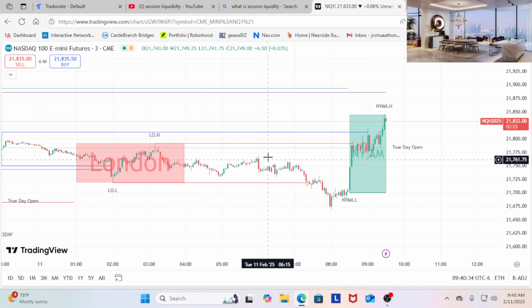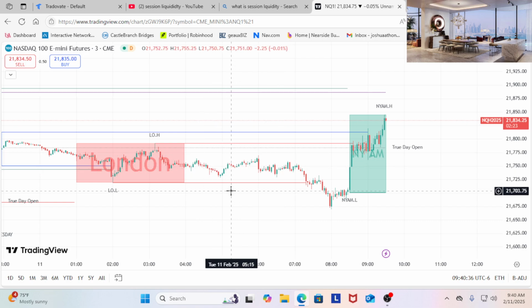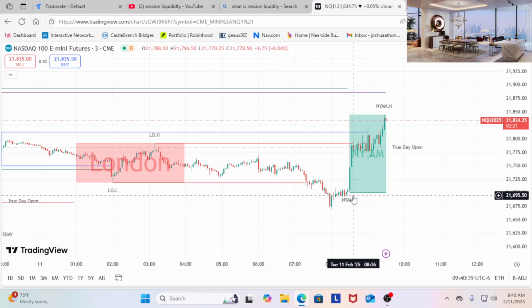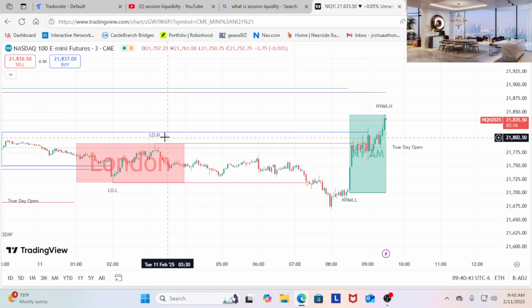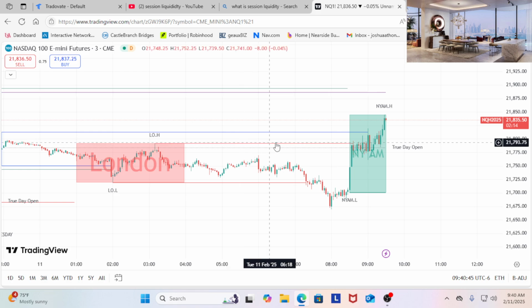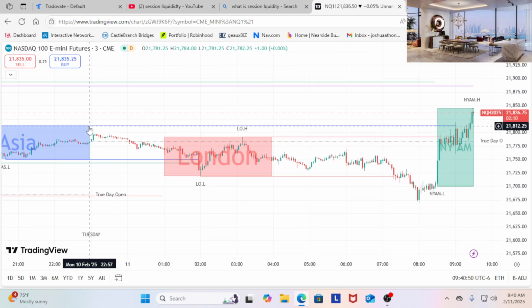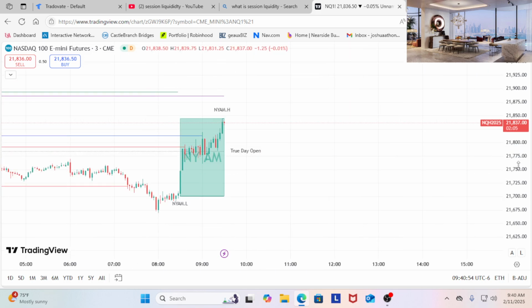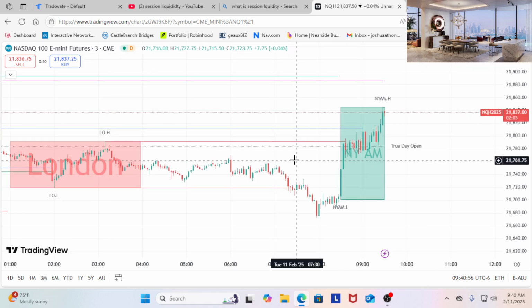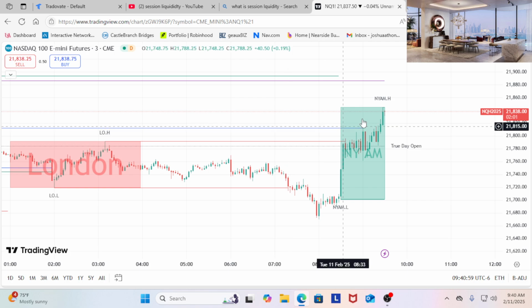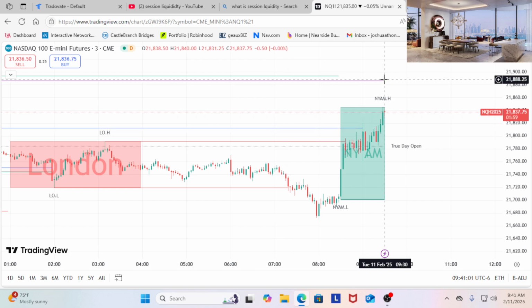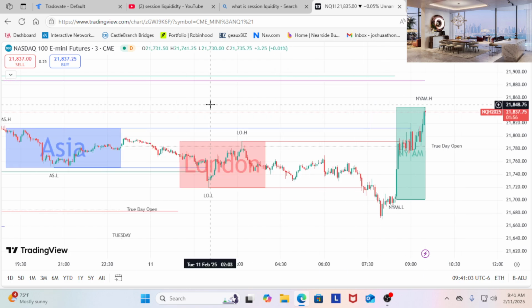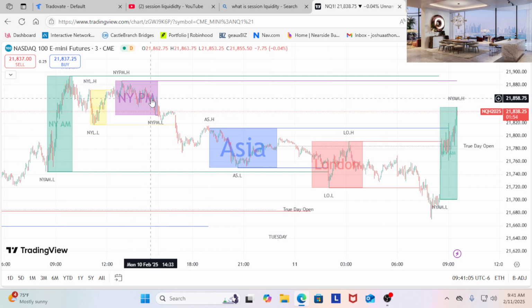So we can see London right here. Then nothing happens, we just have basic people trading, I'm assuming. And then when the New York AM session opens, what does it do? It takes out all of this session liquidity. Then what did it do? It took out Asia's highs, session liquidity. So now my assumption is, since it took out London and Asia, it's going to come up to the price of 21,886, which is New York PM session liquidity.